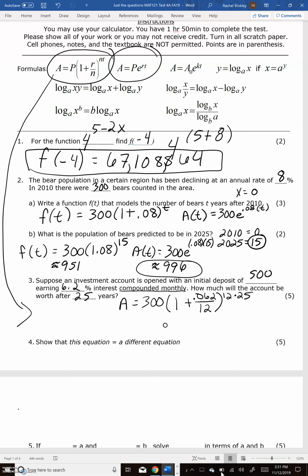Okay, so you should be able to put that directly into a calculator. I'm going to do that. I'm going to pause. Why don't you do that too? Make sure you get the same answer as me.